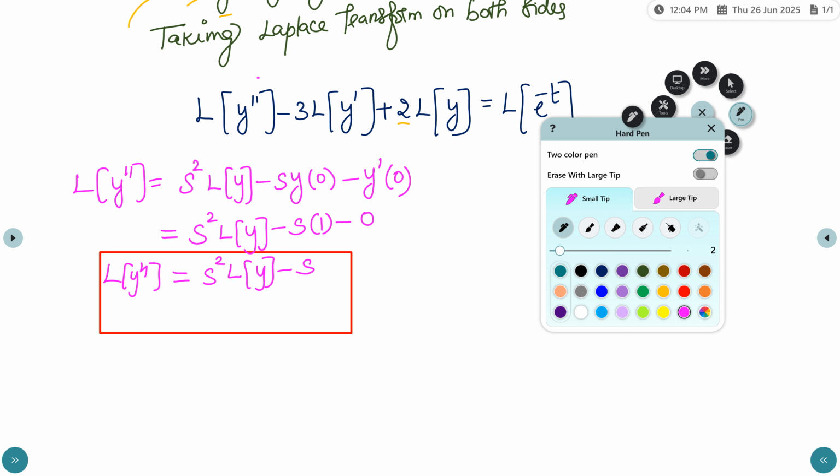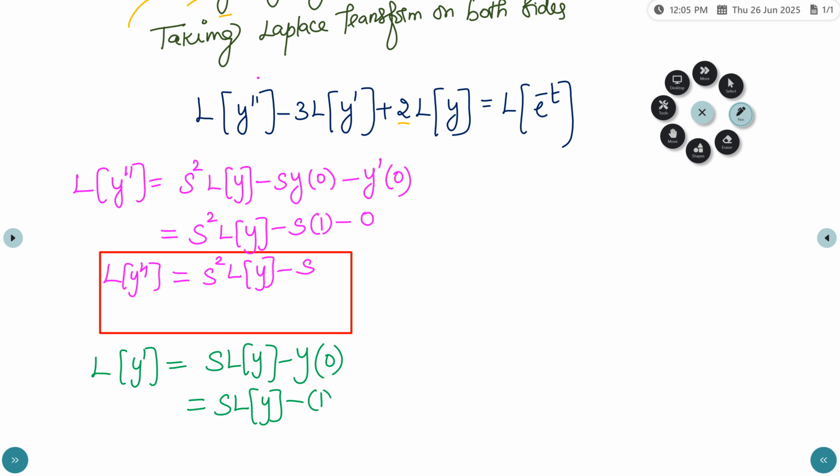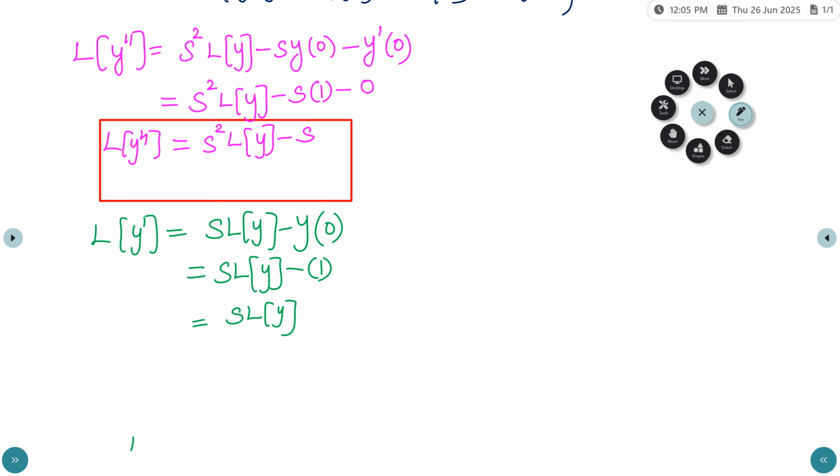What is L of y dash? L of y dash equal to the same procedure. L of y dash is equal to, what is our formula? S into L of y minus y of 0. Here we are having only one boundary condition. So S into L of y you keep as it is, S into L of y minus, what is our y of 0 value? Y of 0 is given as 1. So S into L of y minus 1. This is L of y double dash, and L of y dash.